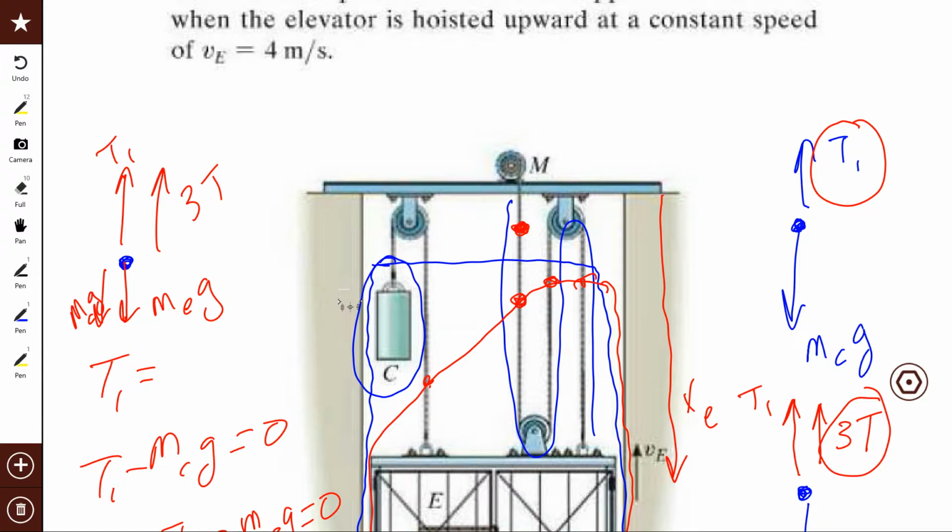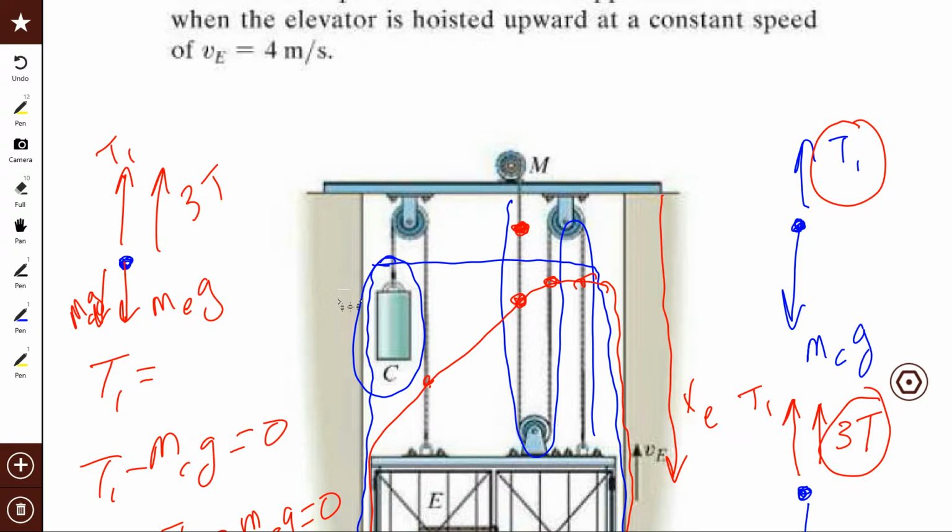Another way to do it would be to come in and say, okay, I tell you what, I want the power that's going into the elevator. Well, what's pulling on the elevator? 1, 2, 3, right? And then this guy, but then you'll notice that the energy here is kind of confusing. But you go 1, 2, 3 tensions, and what's the velocity? 4. So I'd have 3T times 4. It'll be the same power. But I think that's more confusing.